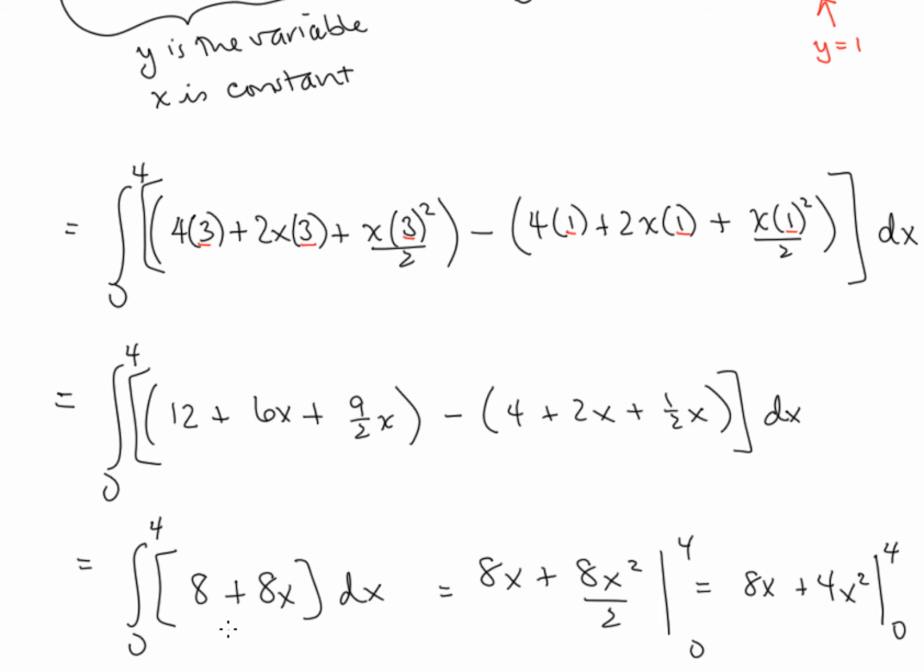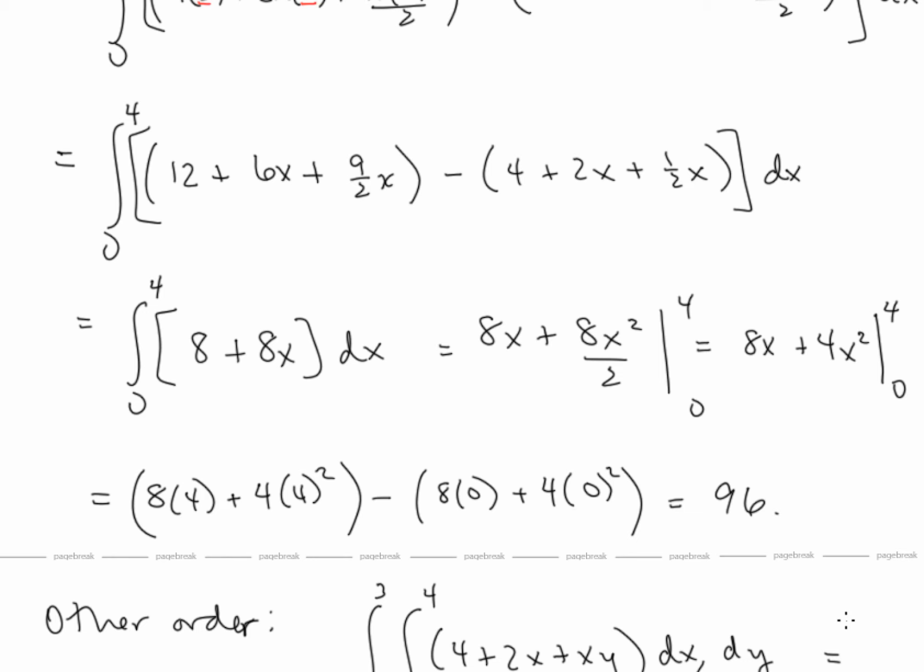And so integrating with respect to x, we get 8x plus 8x squared over 2, or 8x plus 4x squared. And we've got our bounds of 0 and 4. And now these are bounds on x, so we plug them in here, and we get 96. Now this is the actual value, and it was also the value that we got from our midpoint rule.